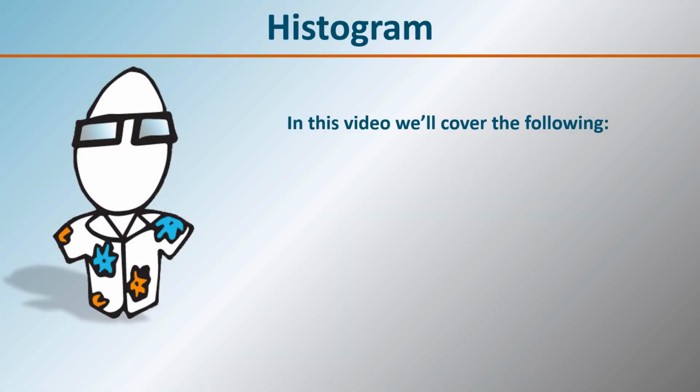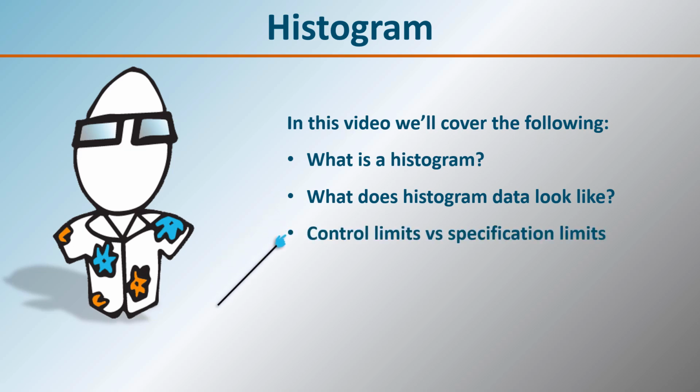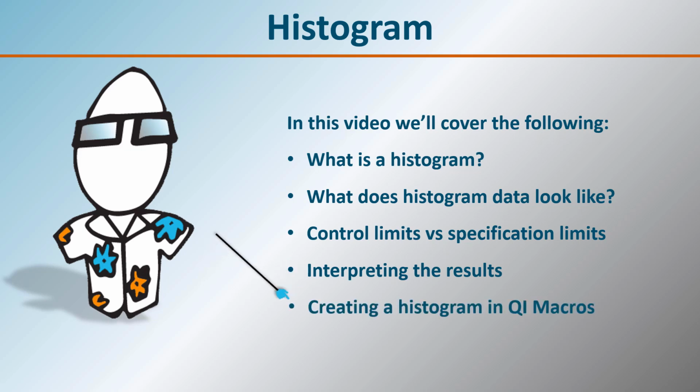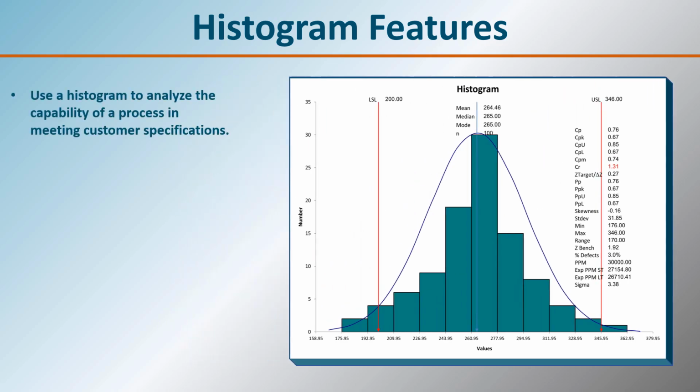In this video, we'll cover the following. What is a histogram? What does histogram data look like? Control limits versus specification limits, interpreting the results, and 3 methods for creating a histogram using QI Macros. Use a histogram to analyze the capability of a process in meeting customer specifications.